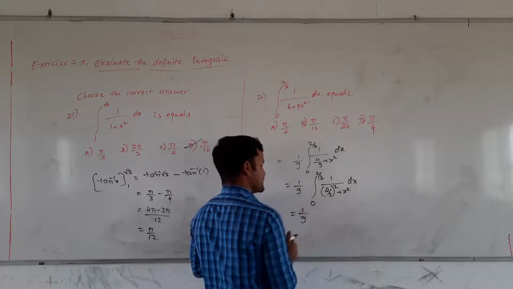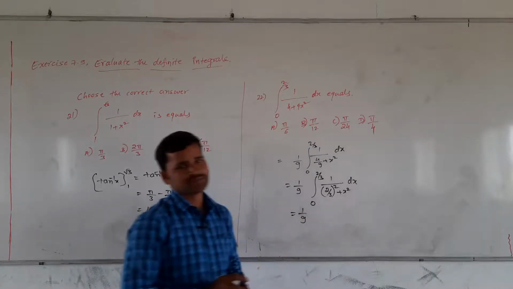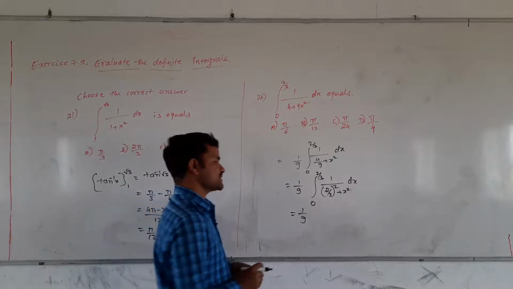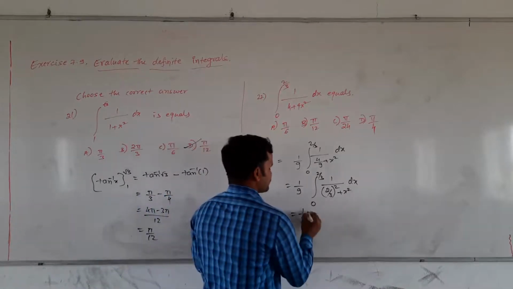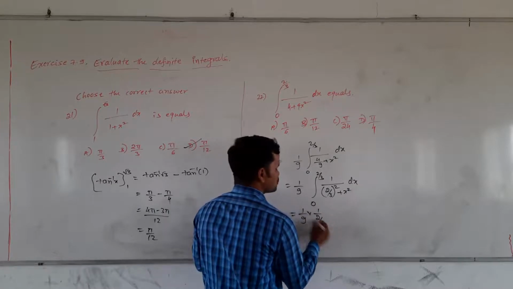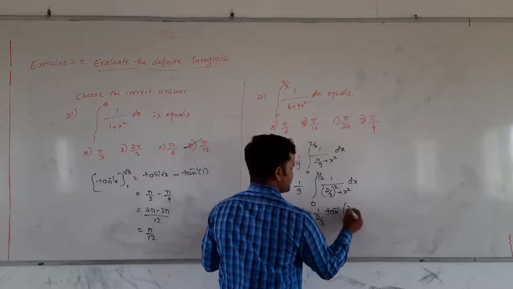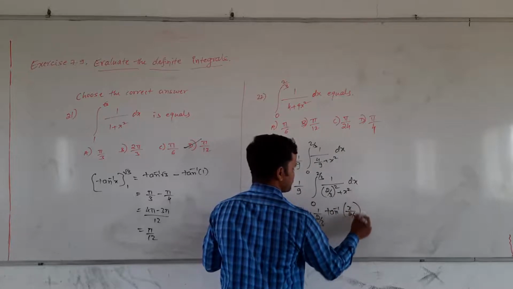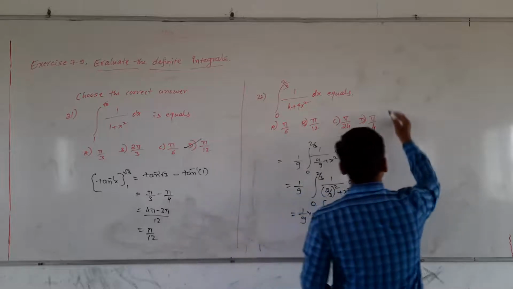1 by 9 is outside. Now, which form is it in? It is in the standard form 1 divided by x square plus a square. Its integral is 1 by a into tan inverse of x by a. So 1 by a, 1 by 2 by 3 into tan inverse of x by a, which means x by 2 by 3, integrating from 0 to 2 by 3.